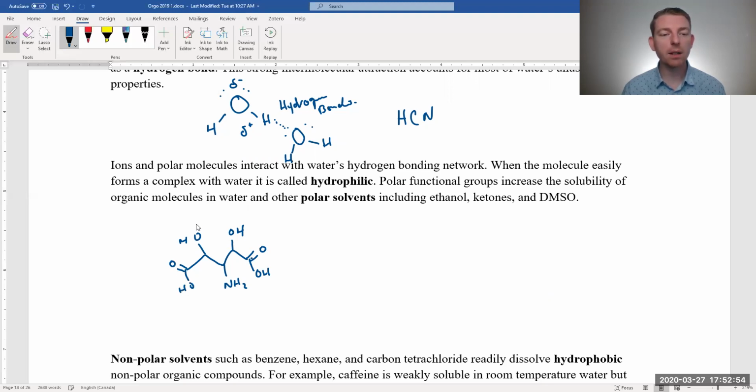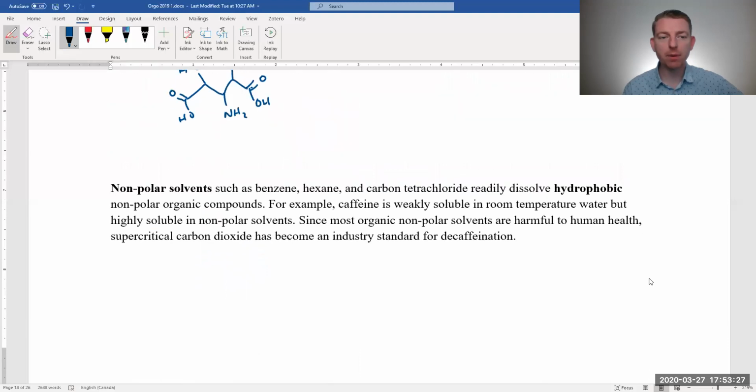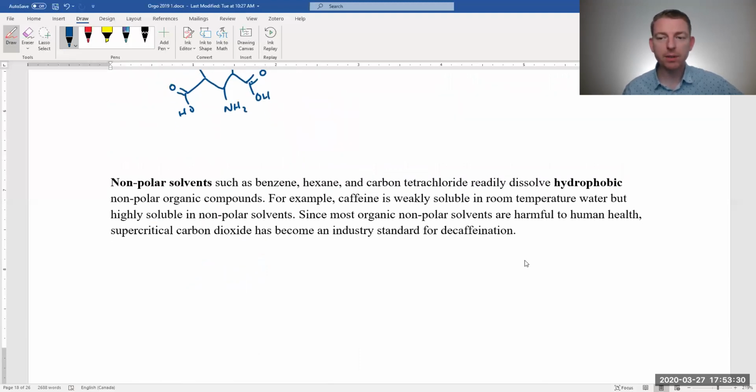This now has lots of opportunities for water to interact with it, right? So there's our water. Now we can form some hydrogen bonds, and the water can actually form a complex around this molecule in a way that allows its network to stay intact. So this would be a polar molecule that's going to be relatively soluble in polar solvents. But what if we stick with that just regular carbon backbone that doesn't have any polarity to it?